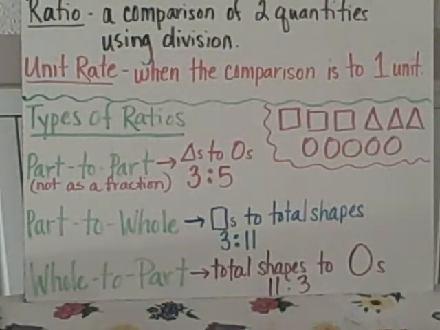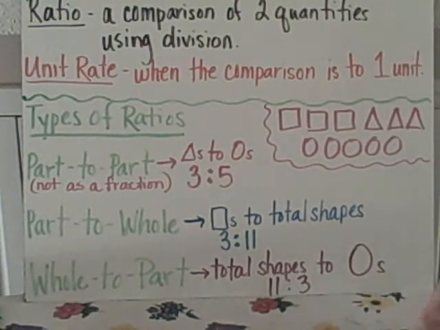Our next vocabulary term is ratio, and that is a comparison of two quantities using division. Unit rate is when the comparison is to one unit. As I mentioned, miles per gallon, price per pound, those types of things.